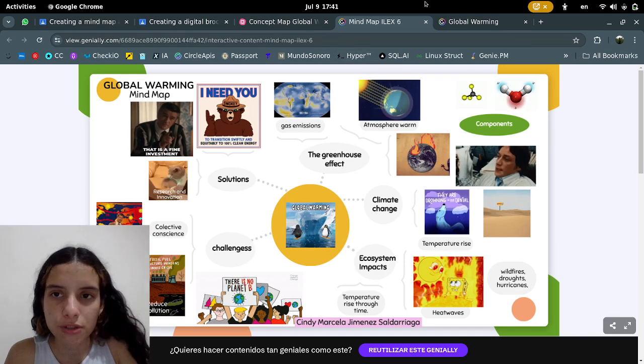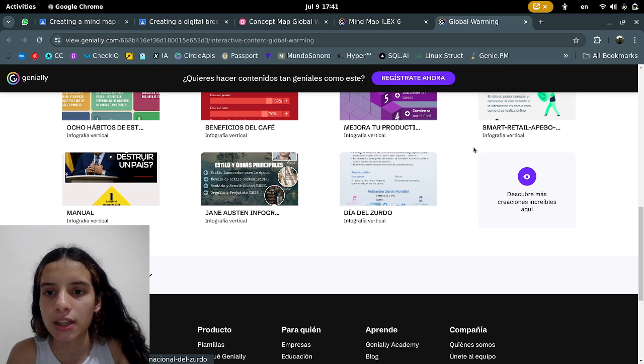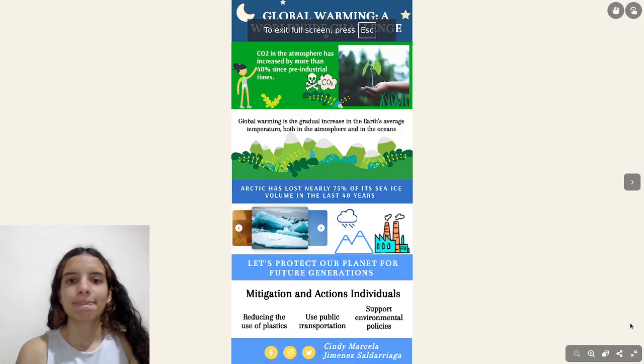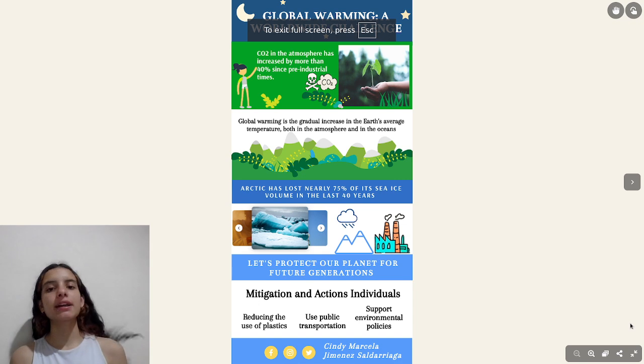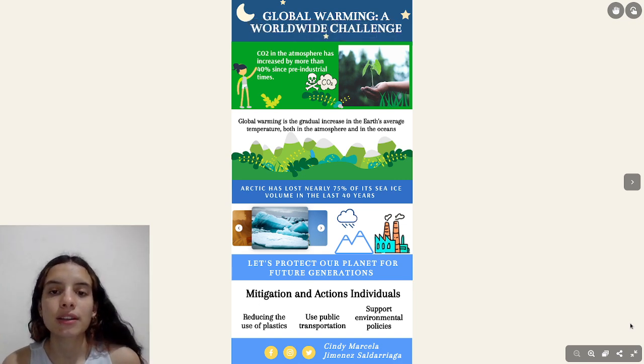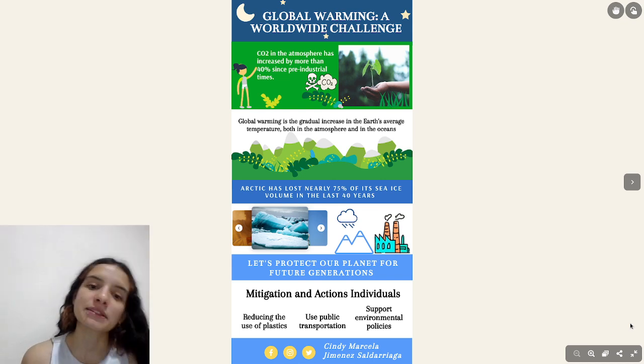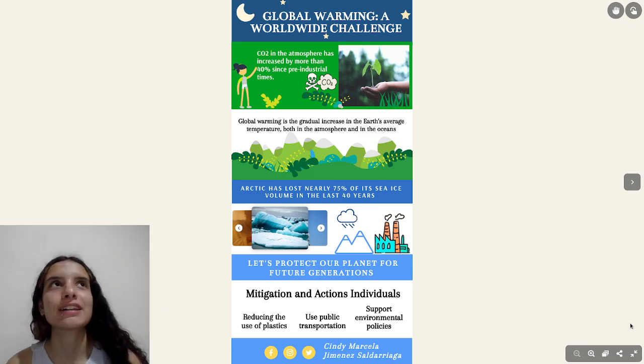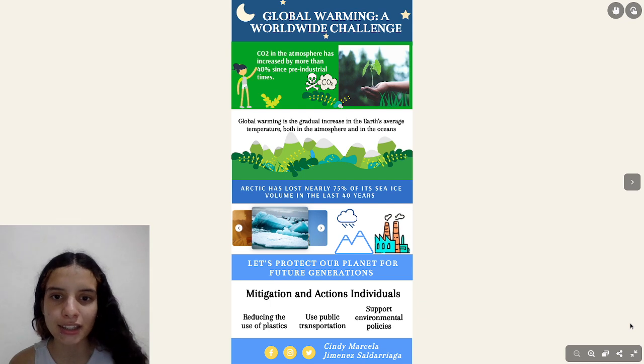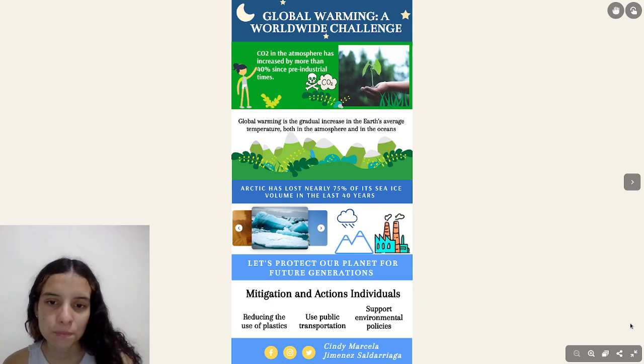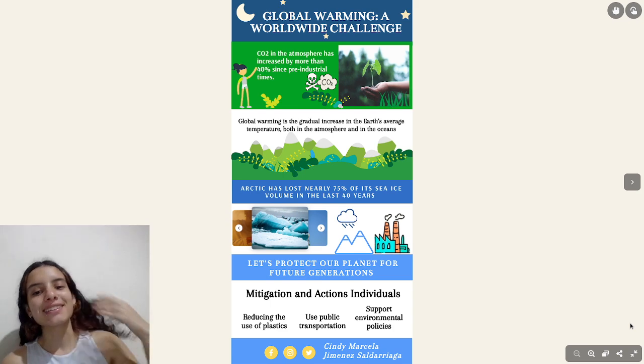About the digital brochure, we are going to see in this page. And global warming, this page was made with two colors mainly, because the impact of global warming affects directly the oceans and the atmosphere, and I related the atmosphere with Earth, so green, and the oceans with blue.